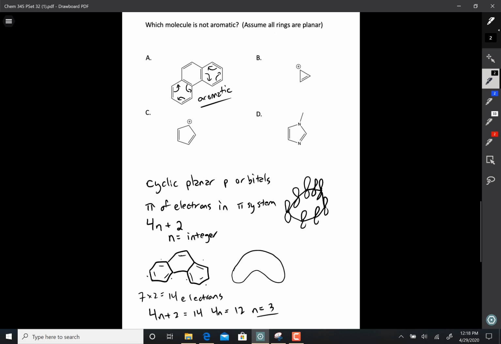B is quite a bit simpler. You just have 3 p orbitals. A carbocation, remember, is sp2 hybridized. It has an empty p orbital. And so you have 3 orbitals in a ring, and you have 2 electrons, because you just have the pi bond, which is 2. 4n plus 2 equals 2. n equals 0. 0 is an integer, so this is aromatic.